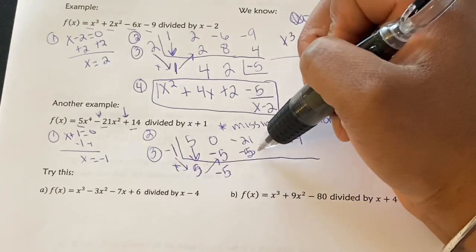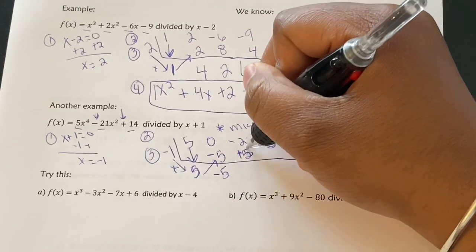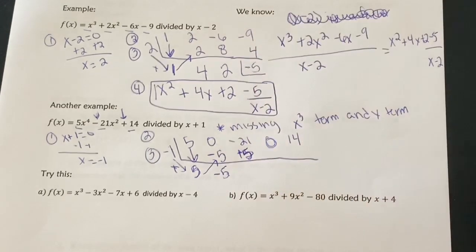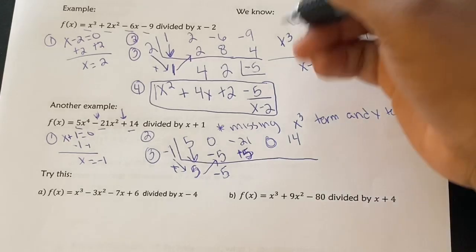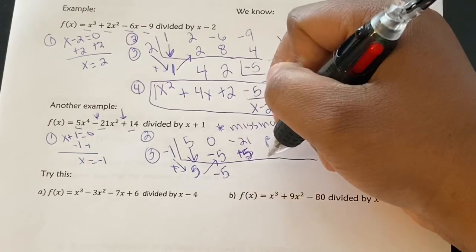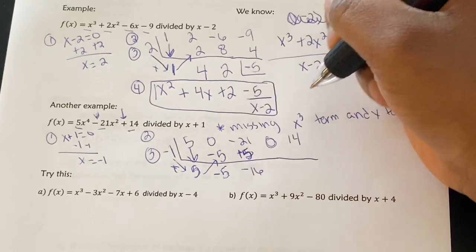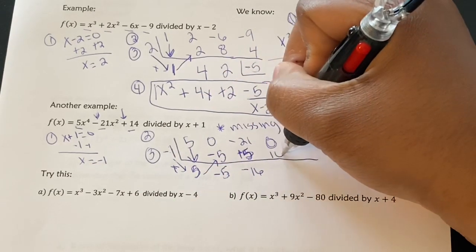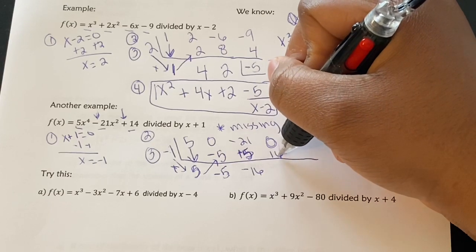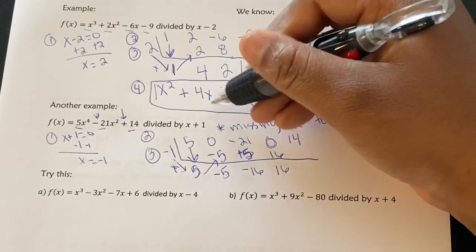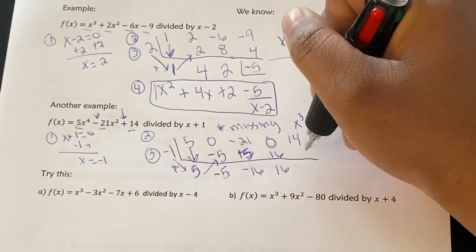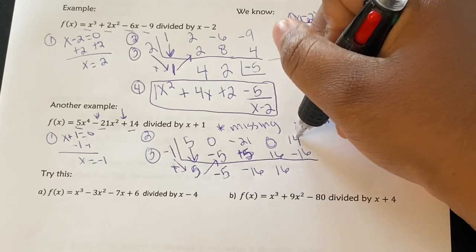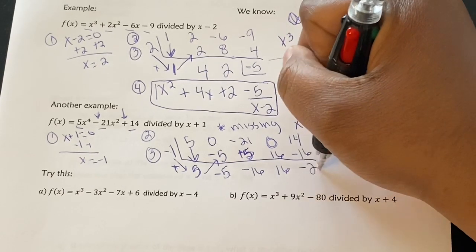-1 times -5 is +5. -21 plus 5 is going to be -16. And then -1 times -16 is +16. 0 plus 16 is 16. And then -1 times 16 is -16. 14 minus 16 is -2.